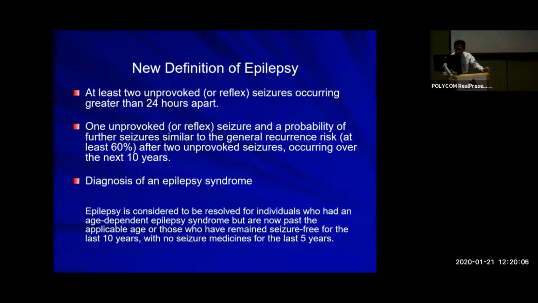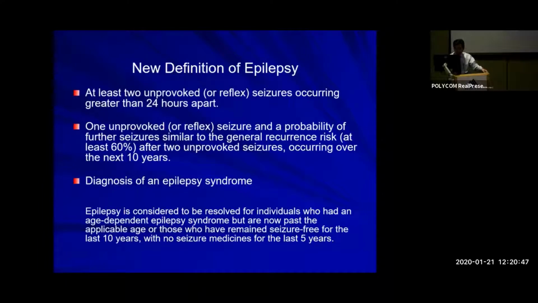Well, a few years ago, they modified the definition to include 2 other bullets. With the old definition, if you had 2 unprovoked seizures, the chance of you having a 3rd unprovoked seizure without treatment was at least 60%. So with this new definition, they added that if you had 1 unprovoked seizure, but your workup reveals things such that the chance of you having a 2nd seizure was at least 60%, then you can make the diagnosis of epilepsy. So it's as if you've already had the second seizure, so to speak.